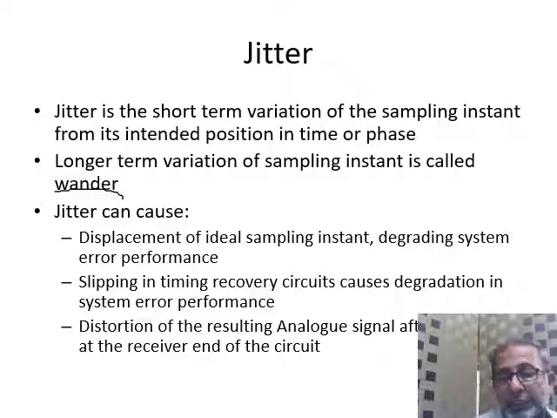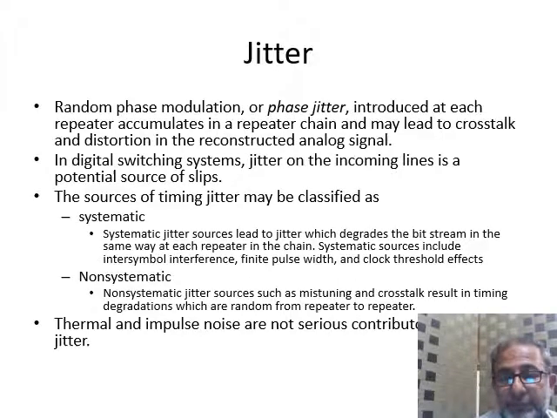Jitter can cause displacement of the ideal sampling instant, degrading system error performance. Slips in timing recovery circuits cause degradation in the system error performance. Distortion of the resulting analog signal after it is regenerated at the receiver end of the circuit. Random phase modulation or phase jitter introduced at each repeater accumulates in the repeater chain and may lead to crosstalk and distortion in the reconstructed analog signal.